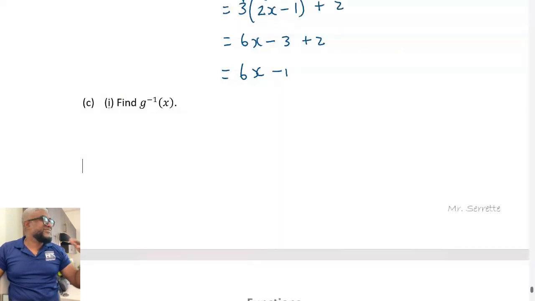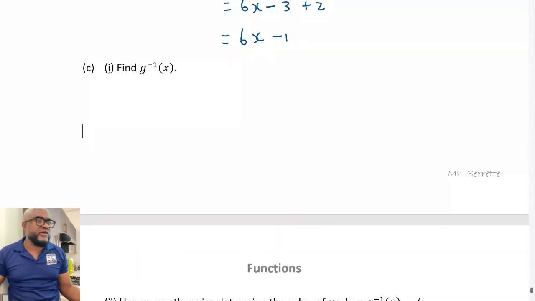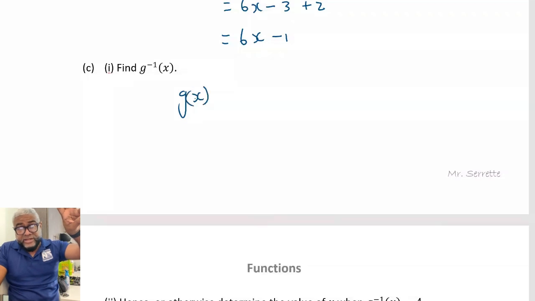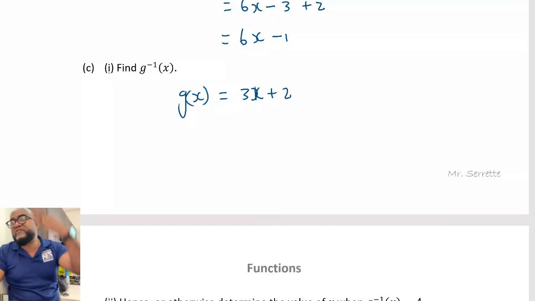So we have g, same thing we're doing over and over. We want to find g inverse of x, right? We have 3 steps. I'm going to write the original function. What was g of x? 3x plus 2. What's the first step? We did the first step last week.